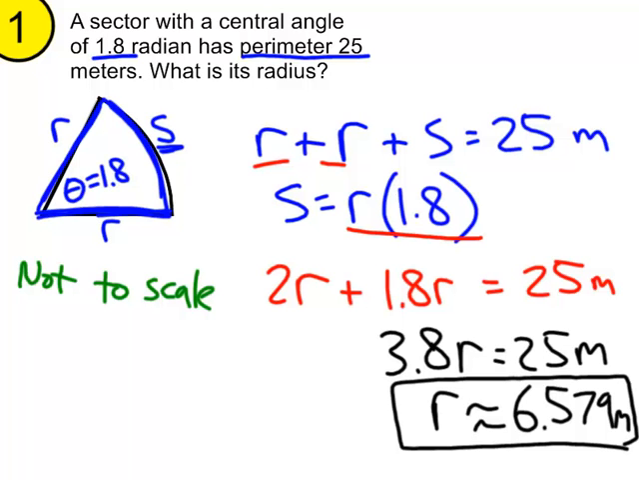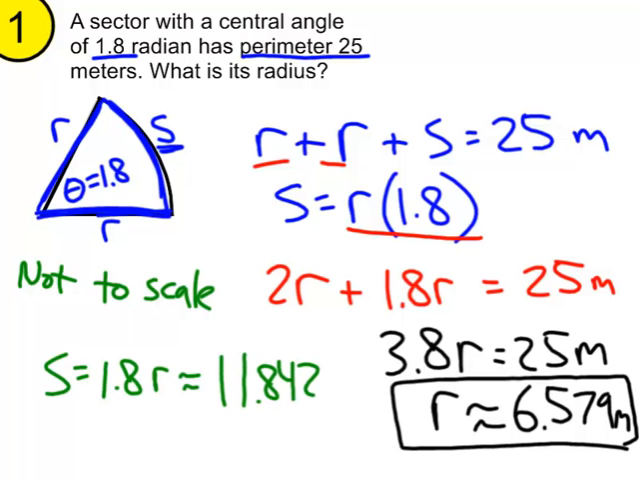I have answered the question, but if I want to calculate the arc length, the arc length, of course, is 1.8 times that radius that I just calculated. And again, using the calculator, I'll get that S is approximately equal to 11.842 meters.